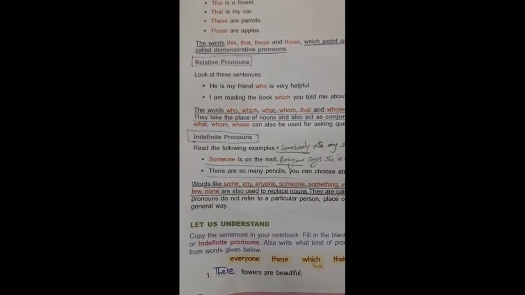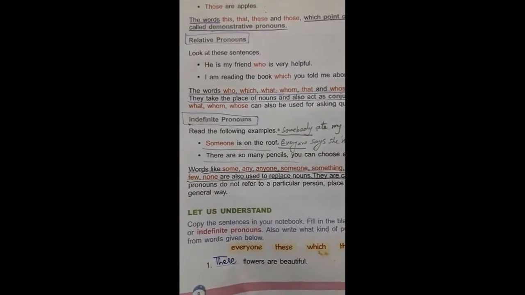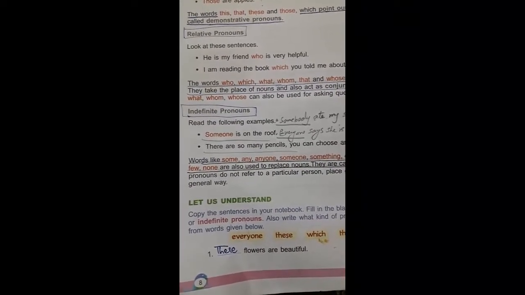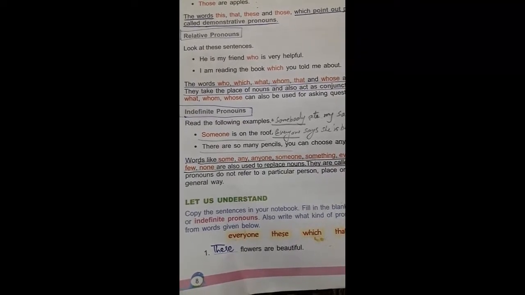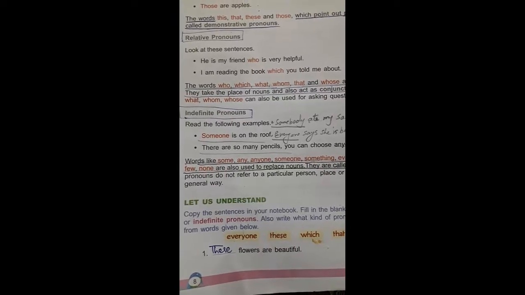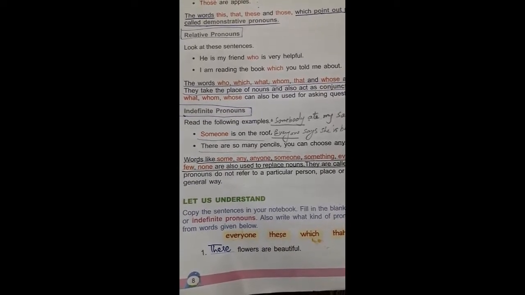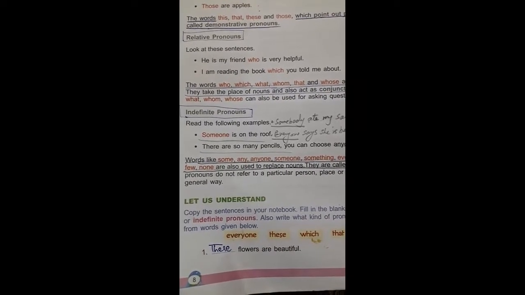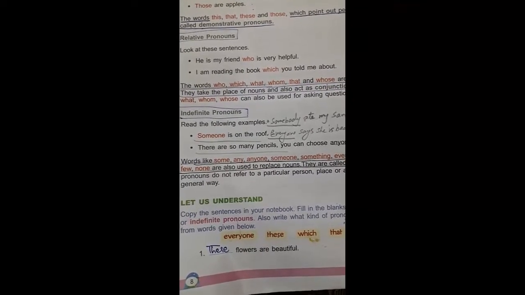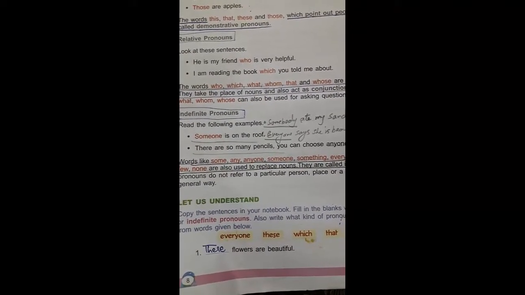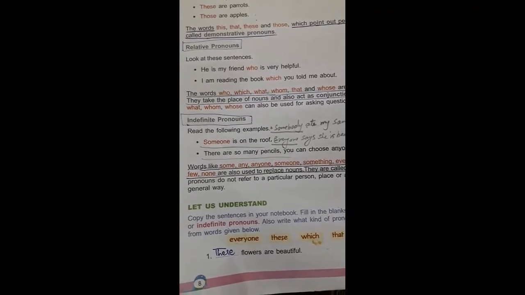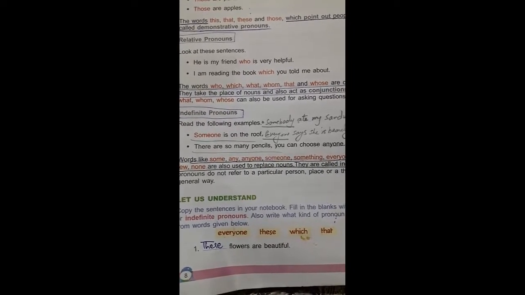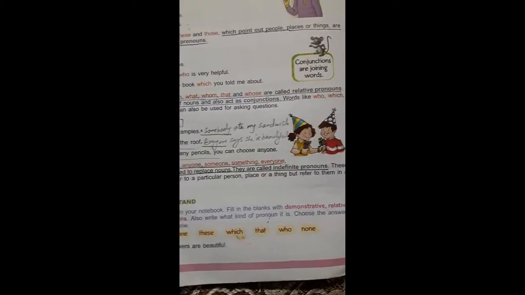Now we will move toward the second one, which is relative pronouns. We have got two examples here. I'm going to read it. He is my friend who is very helpful. And the second one, I am reading the book which you told me about. Here, the words which are denoted with red, like who, which, are called relative pronouns. Here we have some more words like who, which, that, whom, and whose, called relative pronouns.